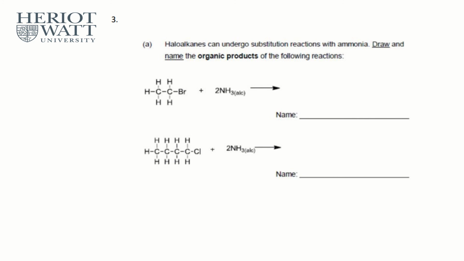Now, halogenoalkanes or haloalkanes can undergo substitution reactions with ammonia. This is nucleophilic substitution. Draw and name the organic products of the following reactions. Now, here, with a Br and ammonia, you have to look at this. A halogenoalkane is actually delta negative, delta positive, and the ammonia has a lone pair. This is a nucleophile then.